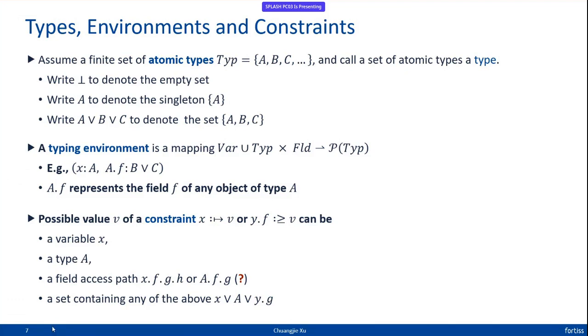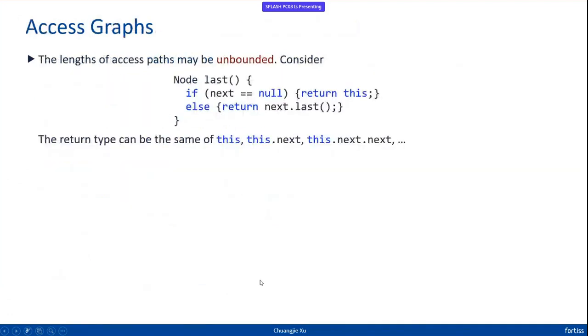Okay, but here you may see that I put a question mark for the access path. Why? Because working directly with these access paths may be problematic, because the length of an access path may be unbounded. Here is a simple example. Suppose we have this node class for a linked list, and this last method just computes the last node in a list. It's very simple. You check whether the field next is null, meaning there's no next node, then you return the current node. Otherwise, you call the last method of your next node.